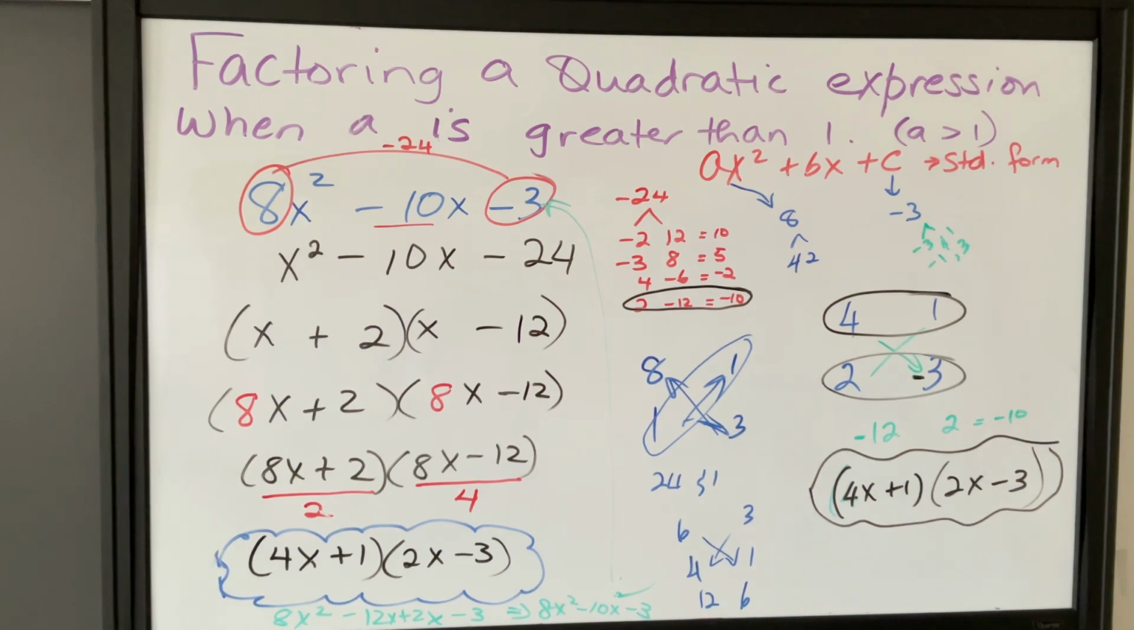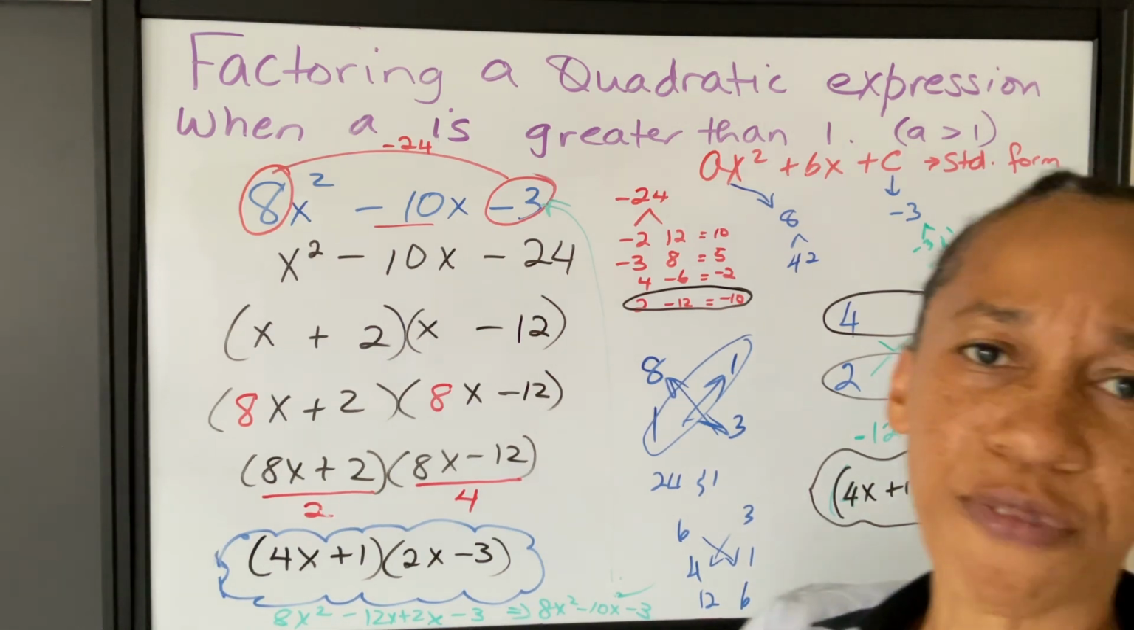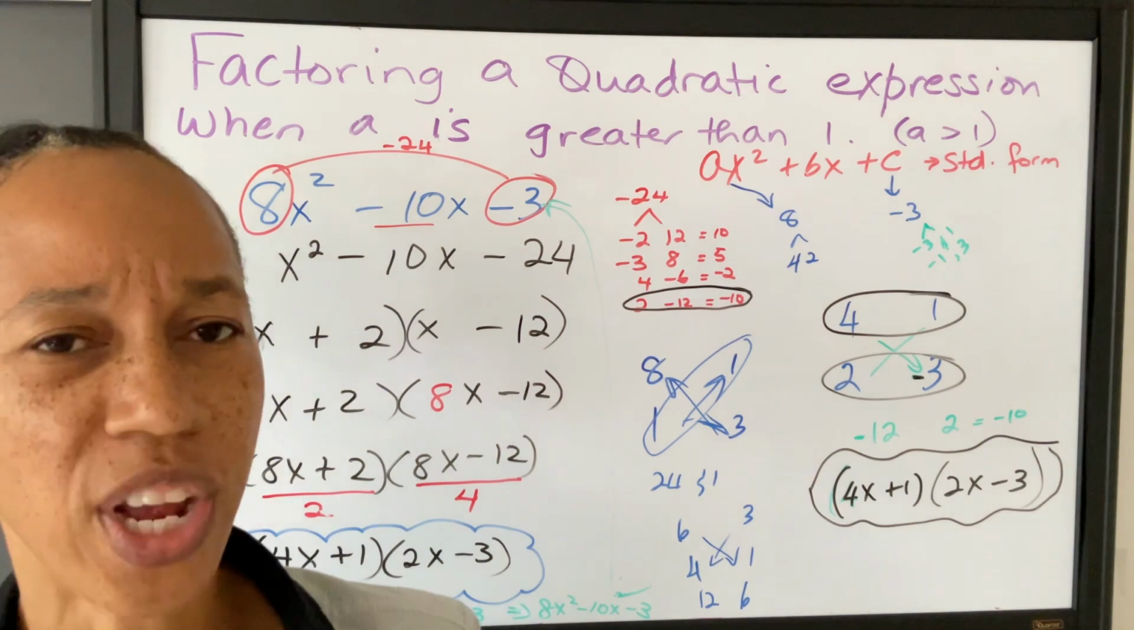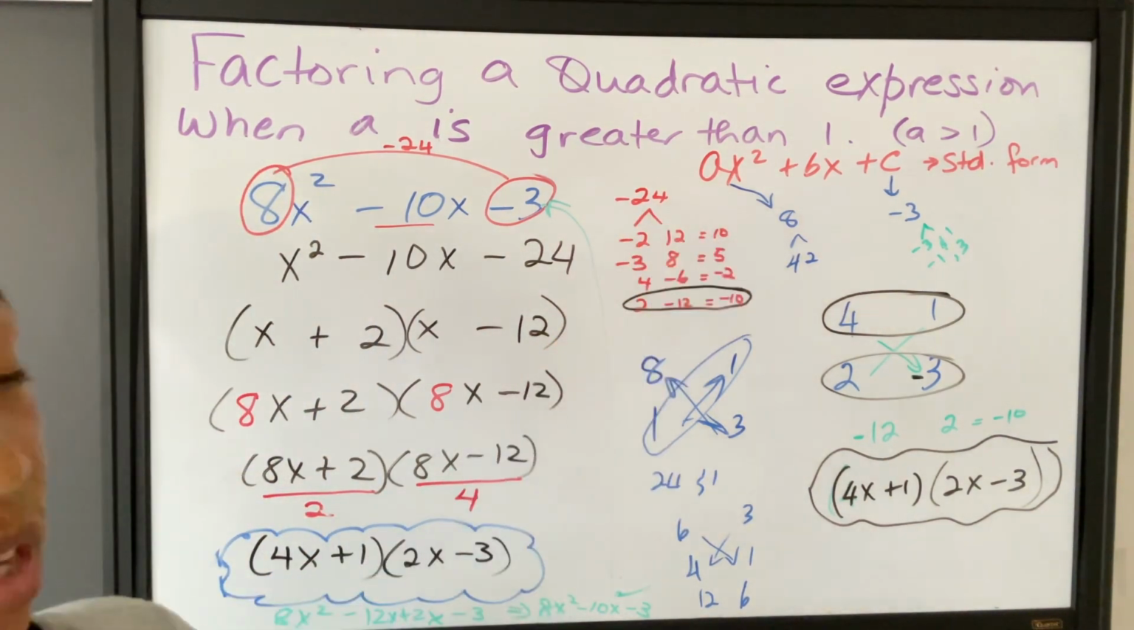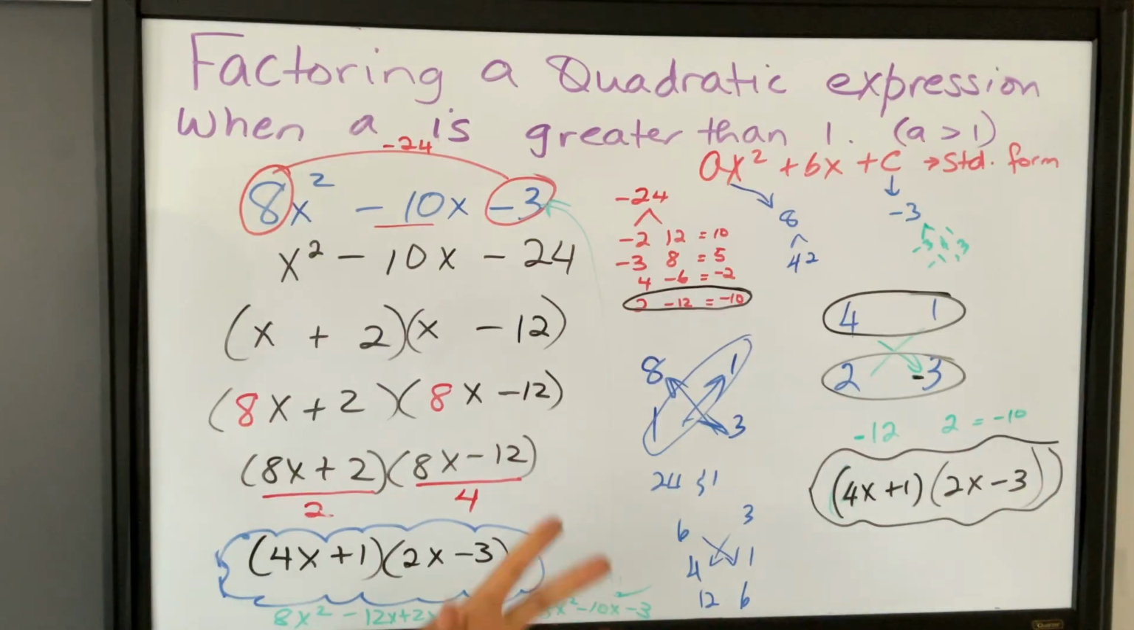So that is all that I have today in factoring quadratic expressions when A is greater than 1. Remember your standard form, all right? And these are 2 methods.